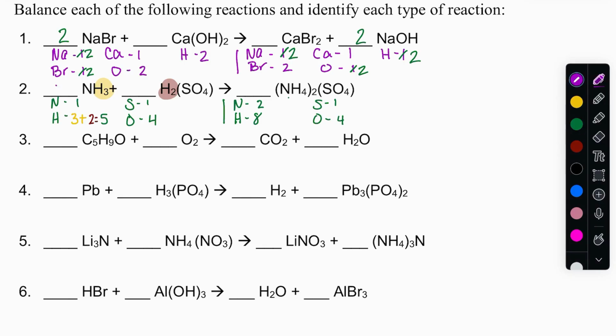I'm going to put a 2 here to double those nitrogens. That's also going to double my yellow hydrogens that I have here. So now those are 6 plus 2, which is going to give me 8 altogether. And now my hydrogens are balanced. My nitrogens are balanced, my sulfurs are balanced, and my oxygens are balanced. So that one is all set.